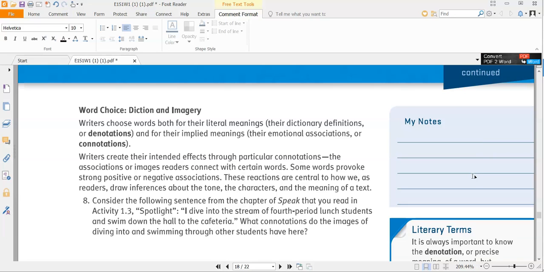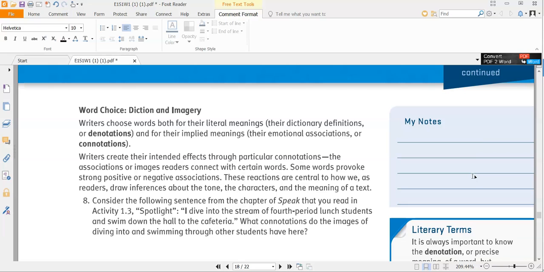Writers create their intended effects through particular connotations, the associations or images readers connect with certain words. So some words provoke strong positive or negative associations. These reactions are central to how we as readers draw inferences about the tone, the characters, and the meaning of the text. So consider the following sentence from the chapter of Speak that you read in Activity 1.3 Spotlight.